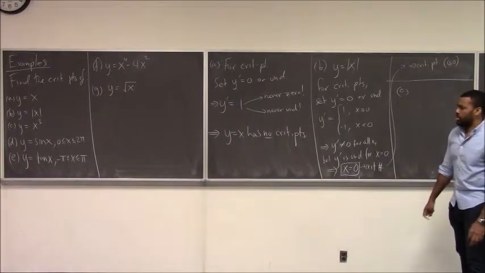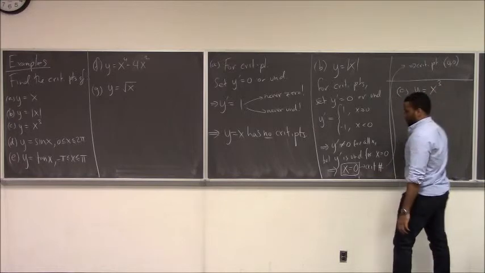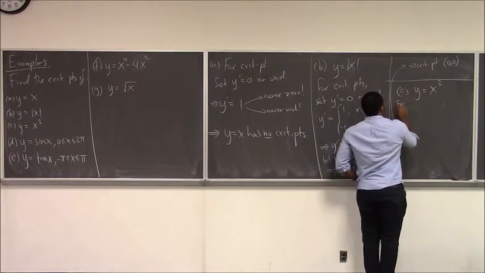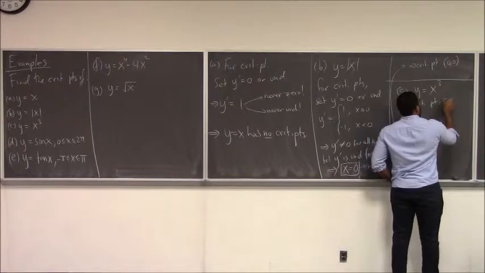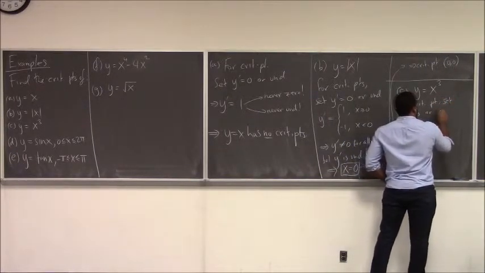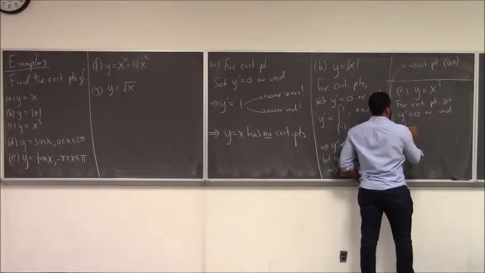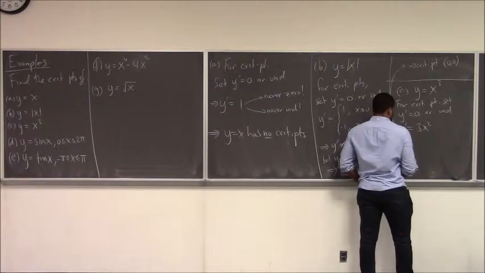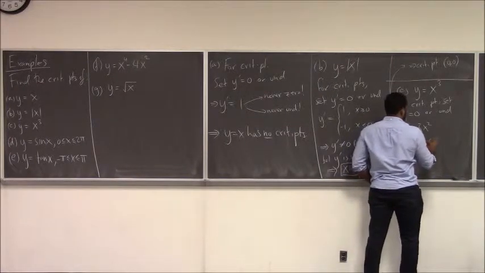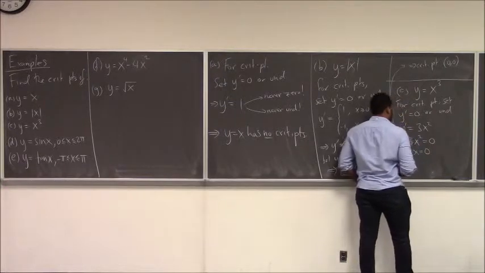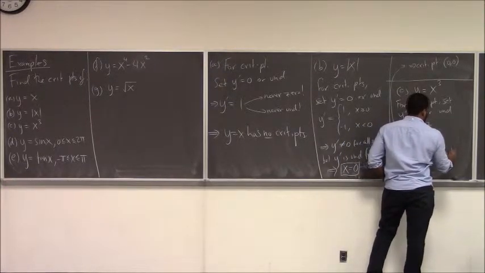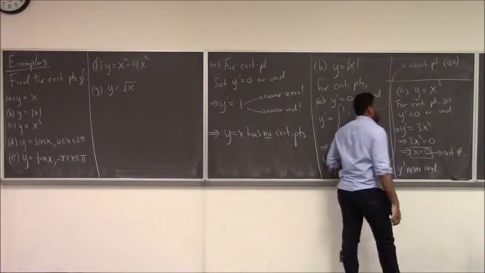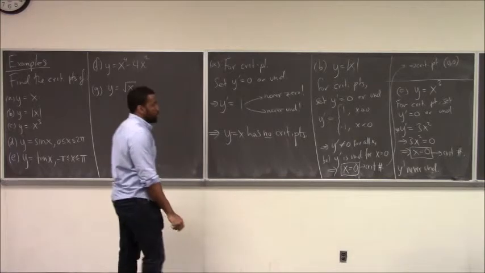C. Trying to make things a little bit more interesting. So I have y equals x cubed. I know for critical points, I'm going to set y prime equals 0 or undefined. Now y prime is equal to 3x squared. Right? So this means if I set 3x squared equal to 0, this means that x equals 0. So that's a critical number. Y prime is never undefined. So that function has one critical point, namely at the origin.